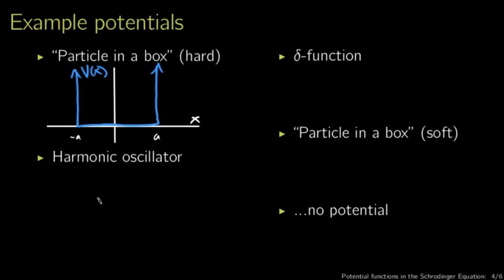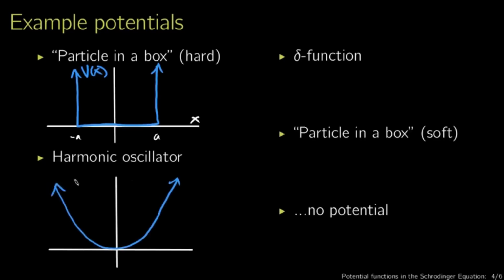Much more realistically, we have the harmonic oscillator potential. The harmonic oscillator potential is the same as what you would get in classical physics. It's a parabola. This is something proportional to x squared. V(x) being proportional to x squared is what I mean.